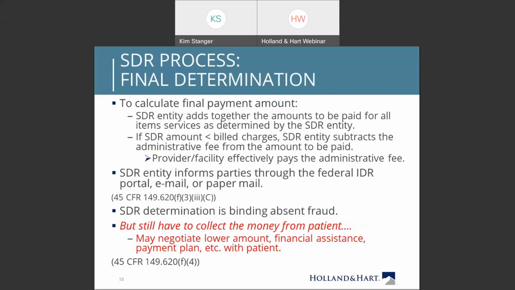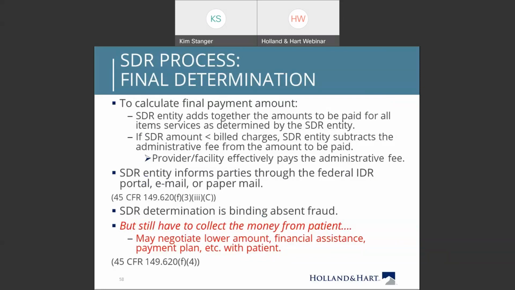To calculate the final payment amount, the SDR entity adds together the amounts to be paid for all items or services as determined by the SDR entity. If the SDR amount is less than the billed charges, the SDR entity subtracts the administrative fee from the amounts to be paid, and that's the amount that the provider is supposed to pay.